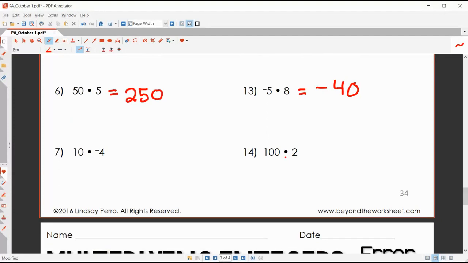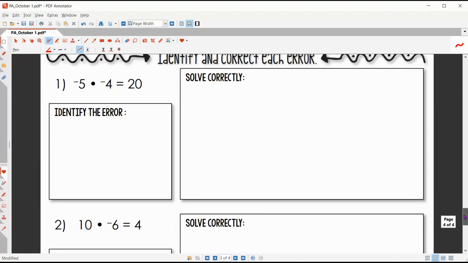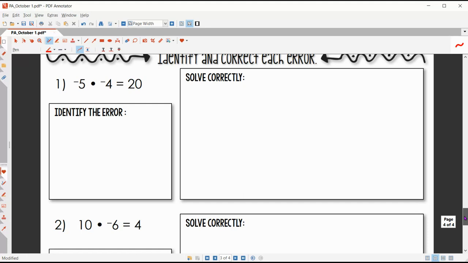We have two more on the bottom here. Positive 10 times a negative 4 is negative 40. And positive 100 times a positive 2 is 200. I hope you did those on your own before you checked your answers. Now I'd like you to go on to the error analysis and try to figure out what's going on here. So take a minute and do those before you come back to the video. So pause the video and try them on your own.